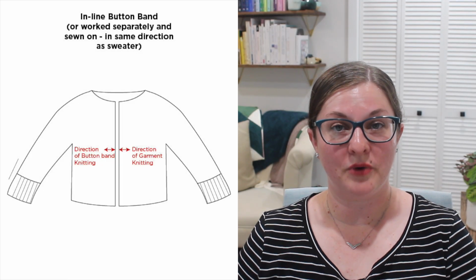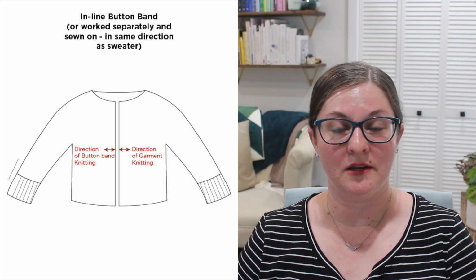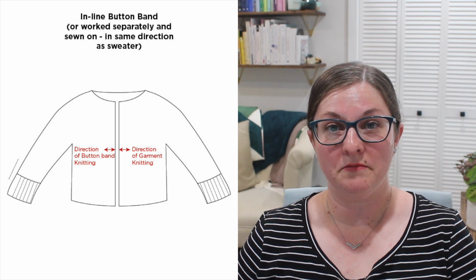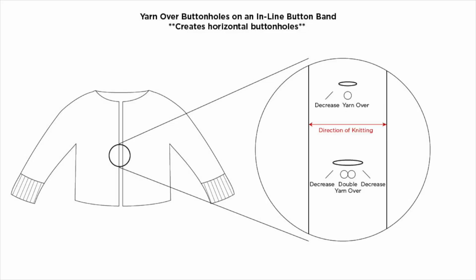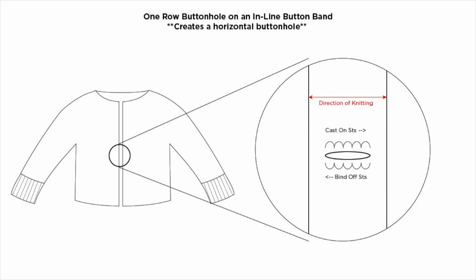So inline button bands are created in the same direction that the garment is created, meaning that when we use the methods that we've just discussed for a pick up and knit button band, our buttonholes are going to result in the opposite orientation. So the yarn over, double yarn over, and one row buttonholes, when they are worked in line with the garment, are now going to be horizontal buttonholes. So it's a lot easier to create horizontal buttonholes that way.